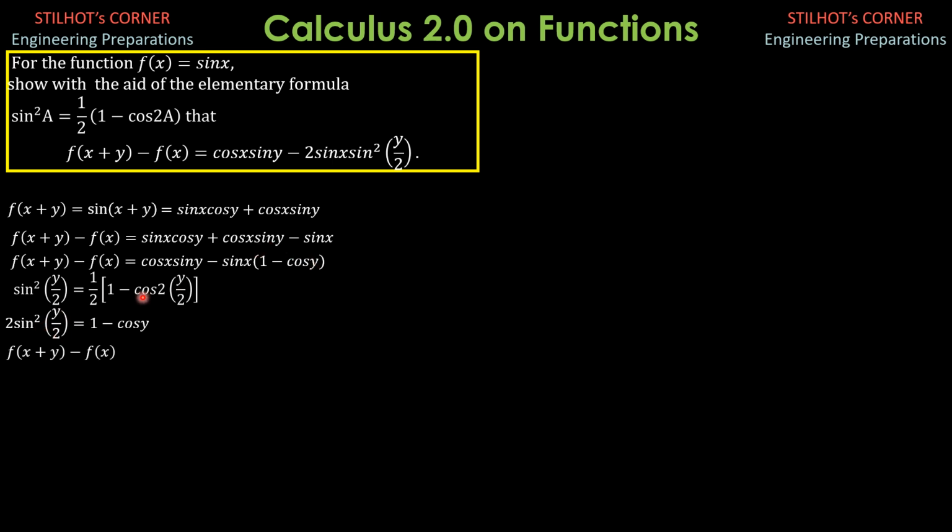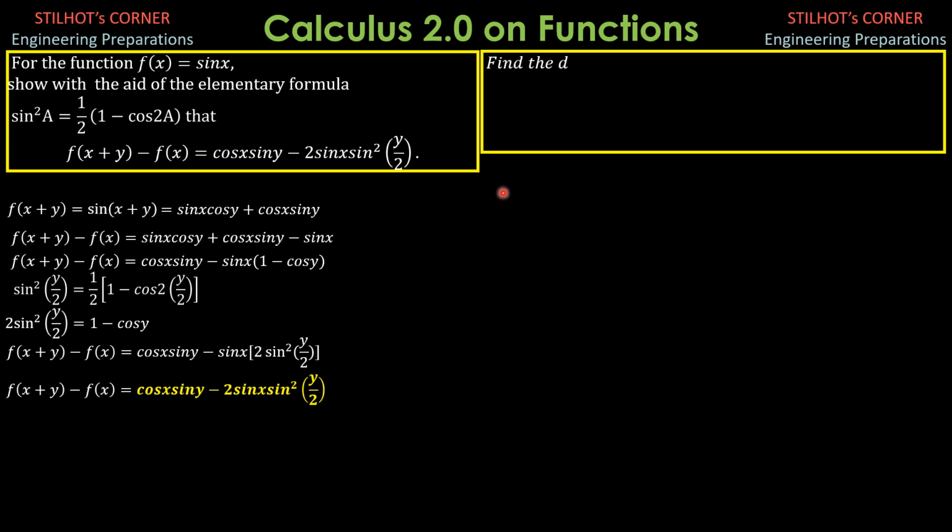So f of quantity x plus y minus f of x is cosine x sine y minus sine x times quantity 2 sine square of y over 2, which is now of this form. We rewrite this, so we showed that f of quantity x plus y minus f of x is really cosine x sine y minus 2 sine x sine square of y over 2.